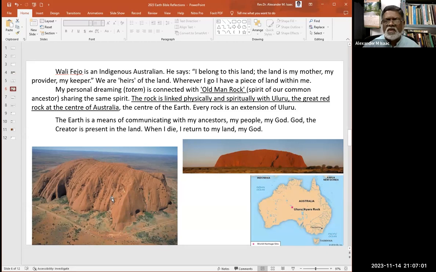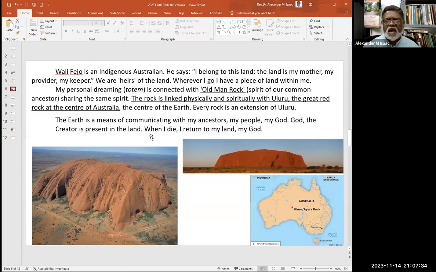He would say that Australian Aboriginals think of this rock, Uluru, the great red rock at the center of Australia, as the center of the earth. And every other rock is an extension of this rock called Uluru. He also says that the earth is a means of communicating with my ancestors, my people, my God. God the Creator is present in the land. When I die, I return to my land, my God.